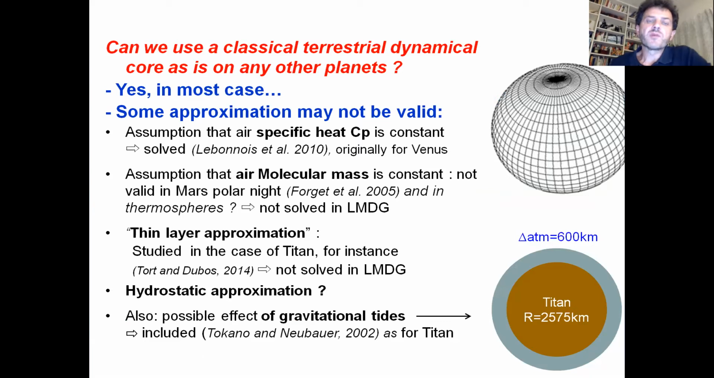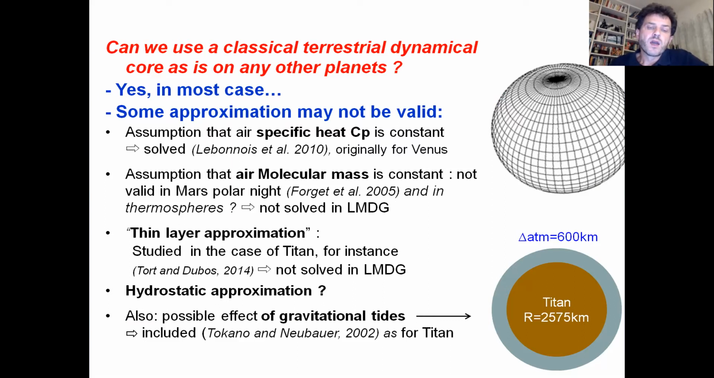So the question is, can we use such a classical dynamical core, based on the Earth, for any other planets? The answer is yes, in most cases. But sometimes some approximations may not be valid. For instance, on the Earth, we assume that the specific heat capacity, Cp, is constant. It's not true everywhere. For instance, on Venus it is not true. So we solved that, it's included in the model, and this was solved originally for Venus by Sébastien Lebonnois. Another assumption that we make is that the air molecular mass is constant everywhere. It's not valid sometimes. For instance, in the Martian polar night, CO2 condenses and the air molecular mass varies, and this induces some density contrast gradients that are not easy to represent and actually not solved in any dynamical core.